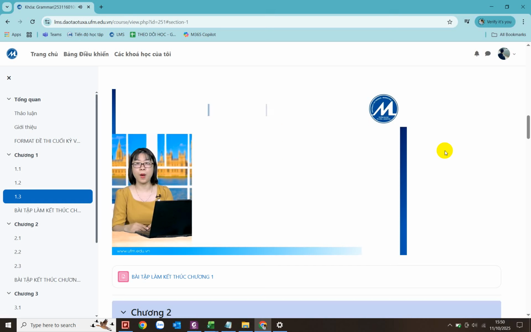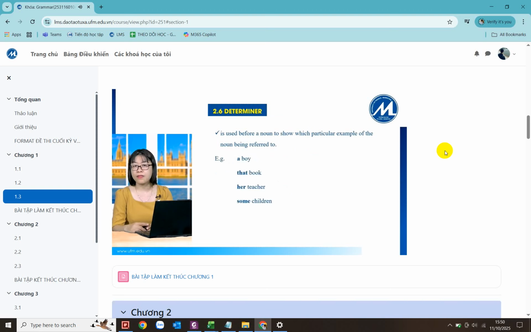Now let's move on to a popular word group, determiners. A determiner is used before a noun to show which particular example of the noun is being referred to. For example, a boy, that book, her teacher, some children. There are four kinds of determiner.